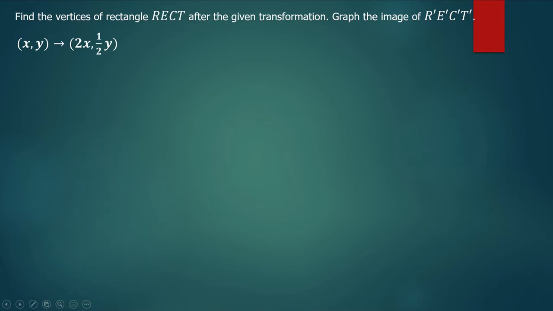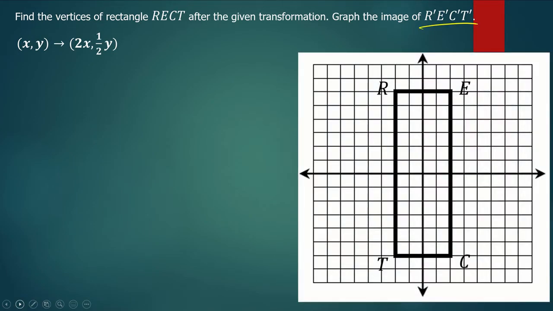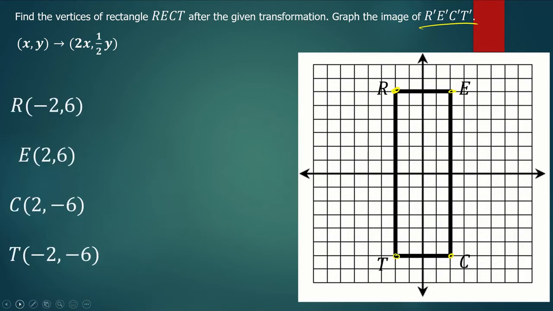It says, find the vertices of the rectangle RECT after the given transformation. And it wants us to graph the image, right? So first things first, we start with the original, okay? And I graphed it for us. So now I'm going to write the coordinates of each one of these, right? So find the coordinate there, there, there, and there, and write it down. So voila, okay?